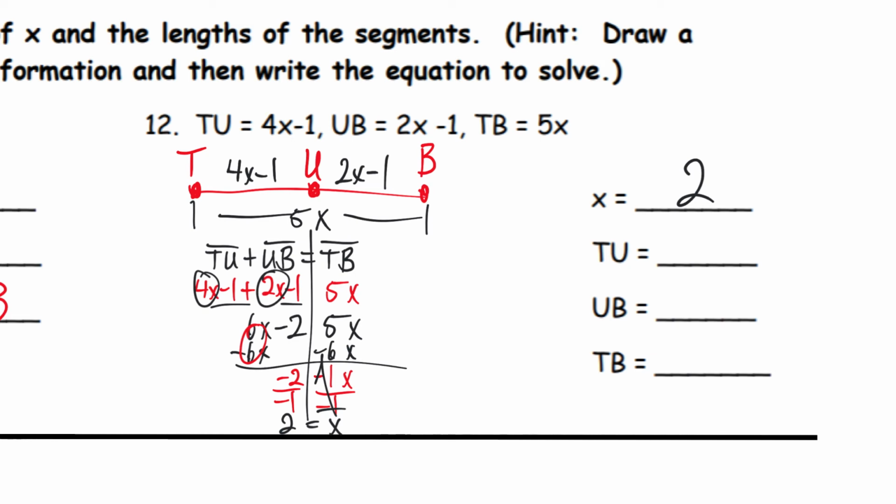When I plug 2 into here, 4 times 2 is 8, and 8 minus 1 is 7 for TU. Plug 2 in here: 2 times 2 is 4, minus 1 is 3. If that's 7 and 3, this has to be 10, but we'll check. Plug 2 in here: 5 times 2 equals 10.